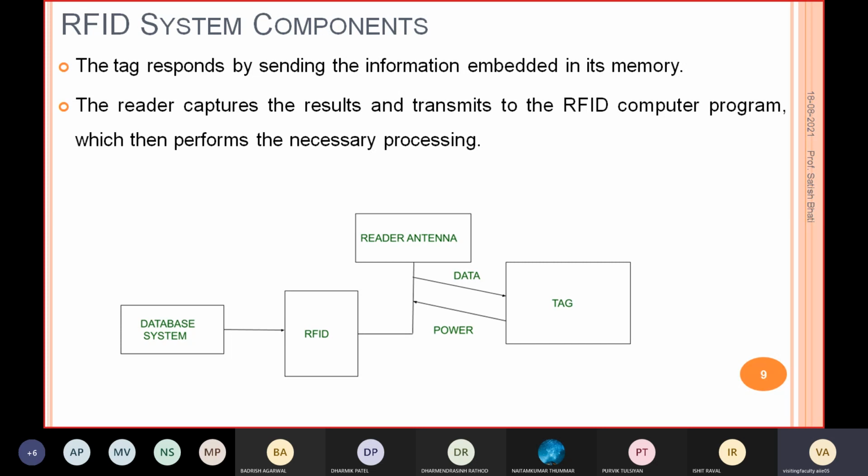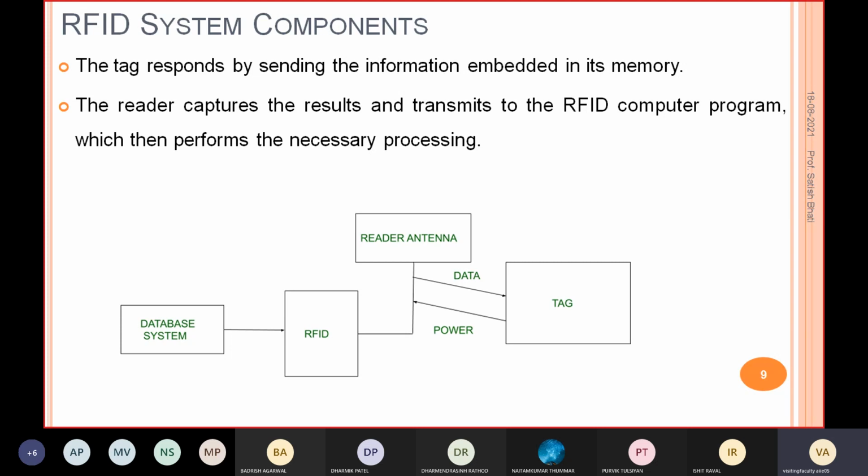So the reader captures the result and transmits it to the RFID computer program, right? This computer program is nothing but the software, that is, the RFID middleware. So the RFID reader captures the information it received from the tag, and sends that information to the RFID middleware, which then performs the necessary processing. The processing may be to monitor, or it may be to do some analysis.